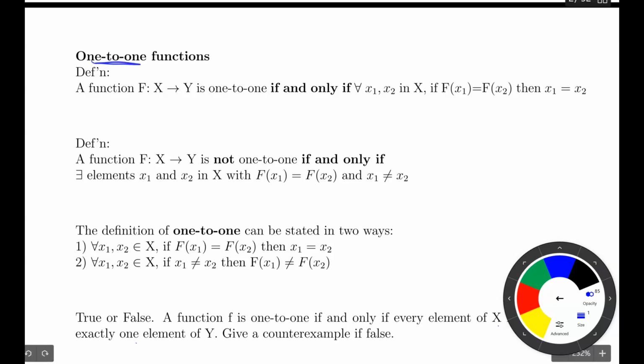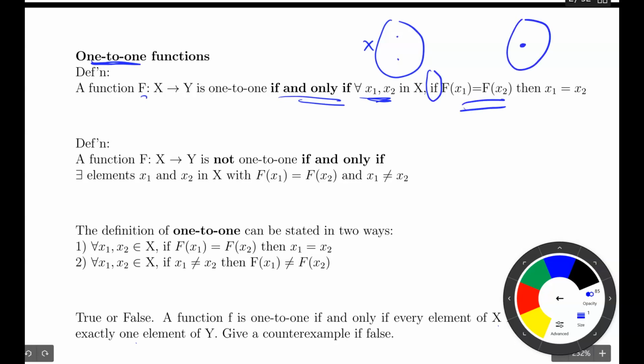Okay, we're revisiting one-to-one. We saw this in linear algebra. A function is one-to-one if and only if for every x1 and x2 in X, f of x1 equals f of x2 implies x1 equals x2. Notice where it starts: if I have this one y value, the same y value where f of x1 equals f of x2, then when I go back, I'm at the same x value, right?